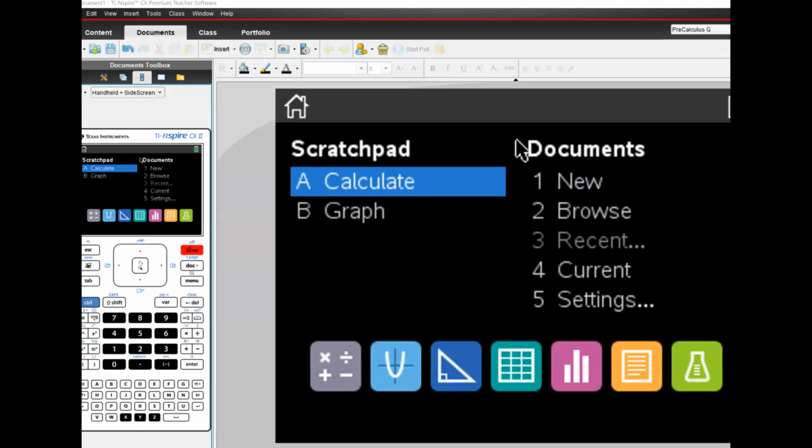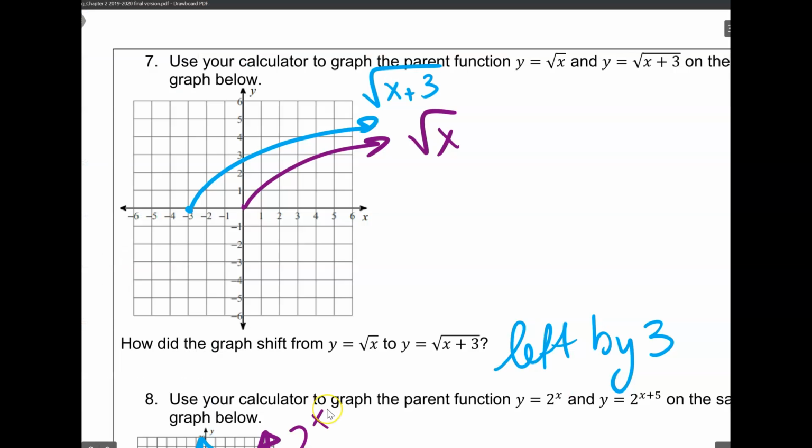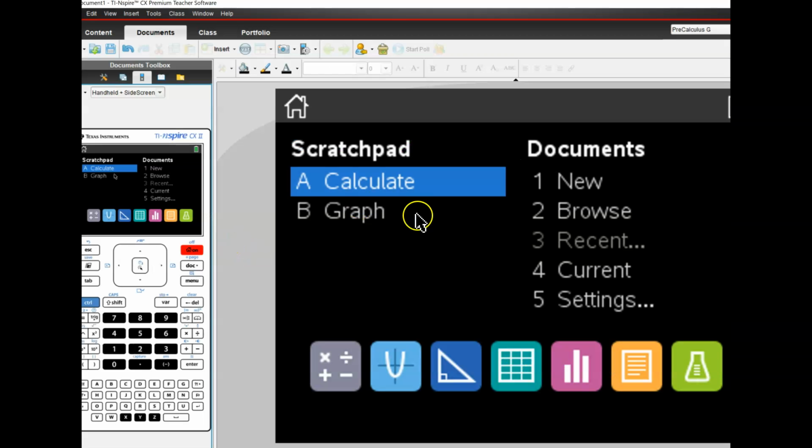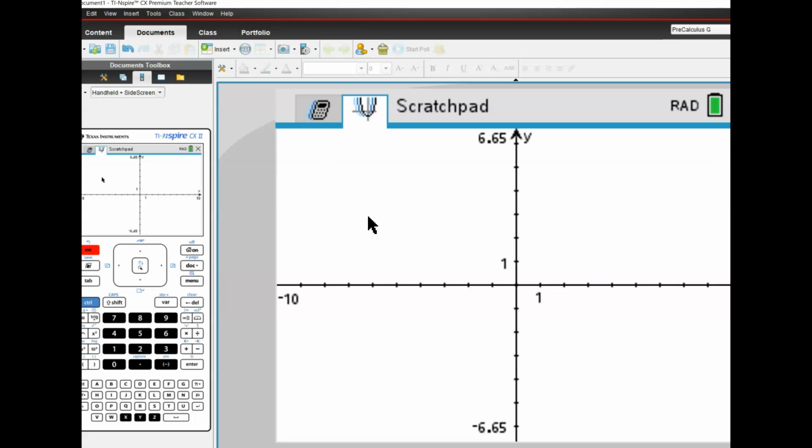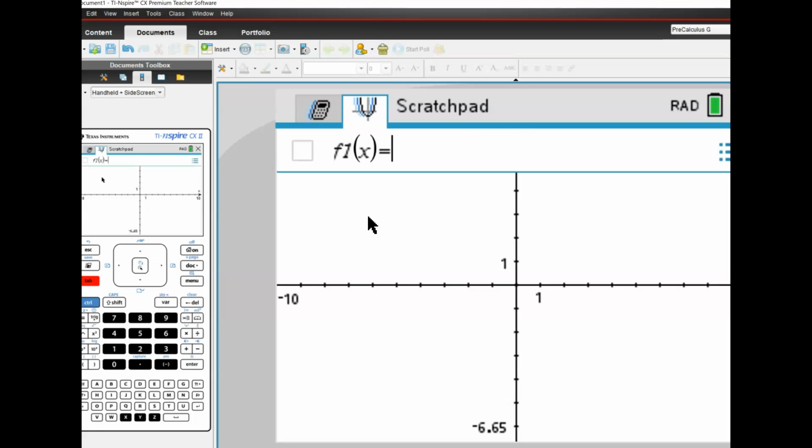Okay, so we are on this one right here. Use your calculator to graph the parent function, absolute value of x, or I'm sorry, square root of x, and y equals square root of x plus 3. So I go to my calculator, and I want to push on graph. Hopefully we all have our calculator out. If I don't have my entry line, you just push tab, and it will pop up for you. Tab is right here, and that way I have a place to write my function.